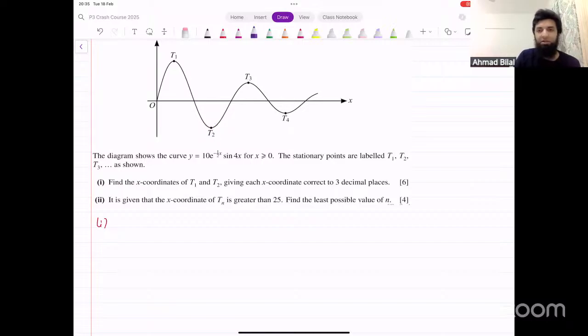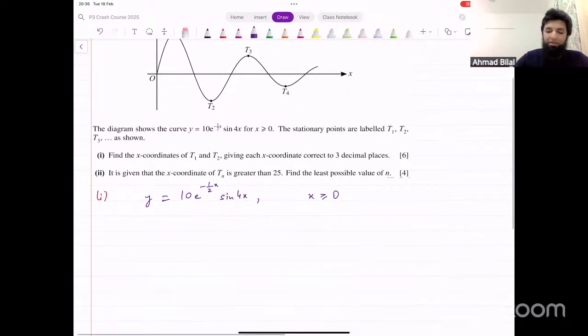How do you find stationary points? How do you find turning points? You find the derivative, put that equal to 0. All right, so that's what you have to do here. Find the derivative, put that equal to 0. Now, what's the function? The function is y equals 10 e raised to power minus half x times sine of 4x, and x is greater than or equal to 0. That's the domain that we're given for this.